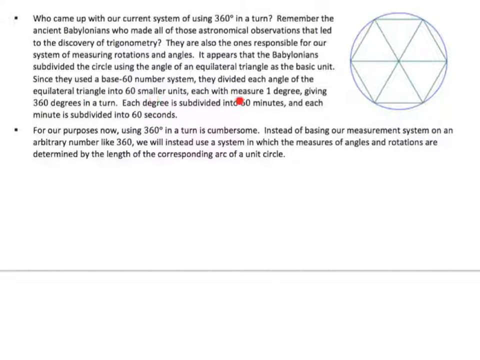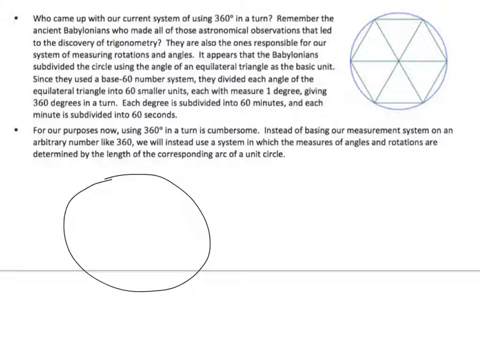This is just how you talk about the degrees inside of a circle. It has nothing to do with actual time, so don't get that confused. For our purposes now, using 360 degrees in a turn is cumbersome. Instead of basing our measurement system on an arbitrary number like 360, we will instead use a system in which the measures of angles and rotations are determined by the length of the corresponding arc of a unit circle.